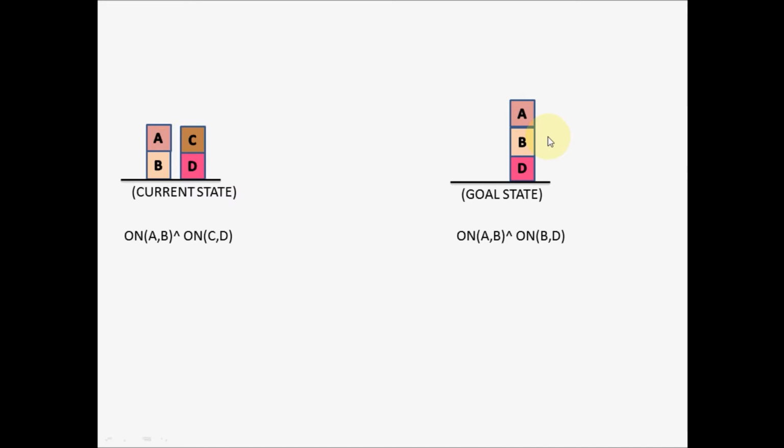For now, just remember that initially all the predicates from the goal state are added onto the goal stack. So first we will add on(A,B) and on(B,D) together, and then on(A,B) and on(B,D) individually. Whenever you are adding them individually, you can follow any order. Either you can place on(B,D) first or on(A,B) first and so on. Okay, so let's start.